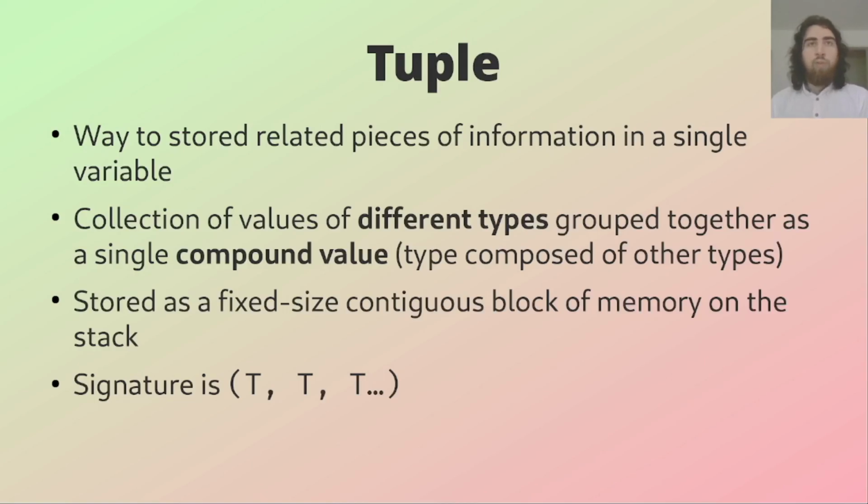Now we will cover tuples. We have seen some tuples before in some exercises, but now we will go into greater detail. So a tuple is a way to store related pieces of information in a single variable. And it's essentially a collection of values of different types grouped together as a single compound value. Again, a compound value is a type composed of other types. It's stored as a fixed size contiguous block of memory on the stack, and the signature is parentheses and the types the tuple is holding.